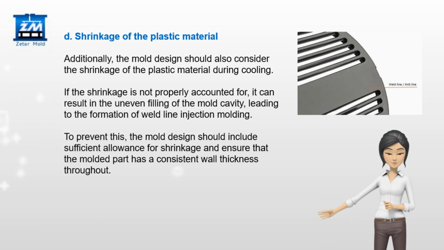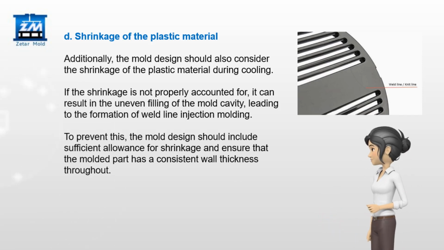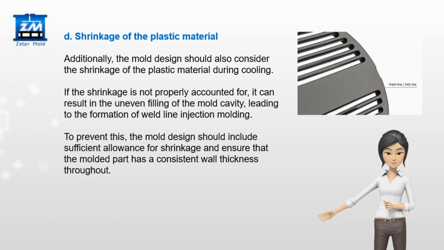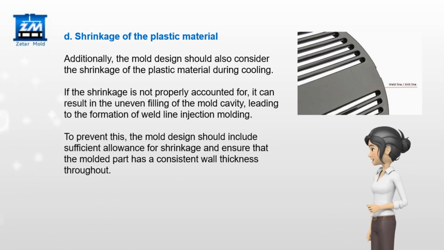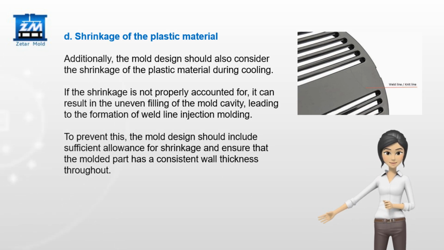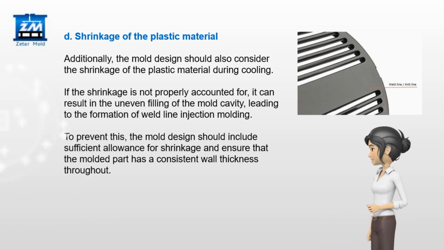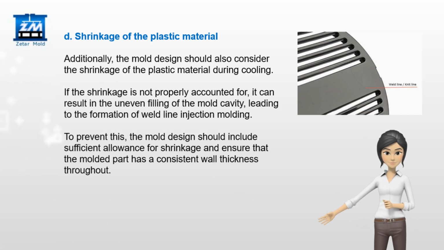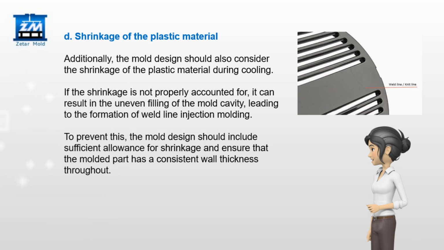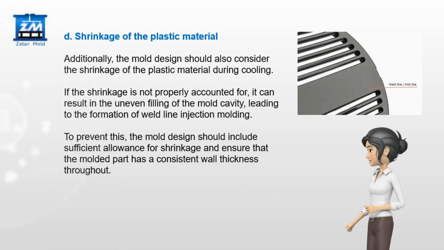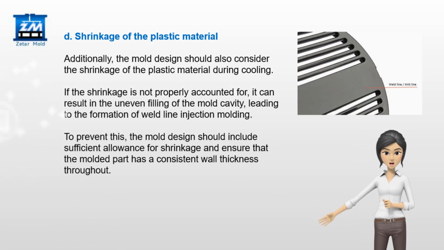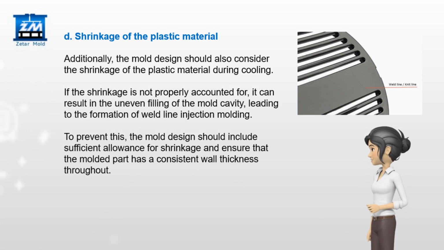D. Shrinkage of the plastic material. Additionally, the mold design should also consider the shrinkage of the plastic material during cooling. If the shrinkage is not properly accounted for, it can result in uneven filling of the mold cavity, leading to the formation of weld lines. To prevent this, the mold design should include sufficient allowance for shrinkage and ensure that the molded part has a consistent thickness throughout.